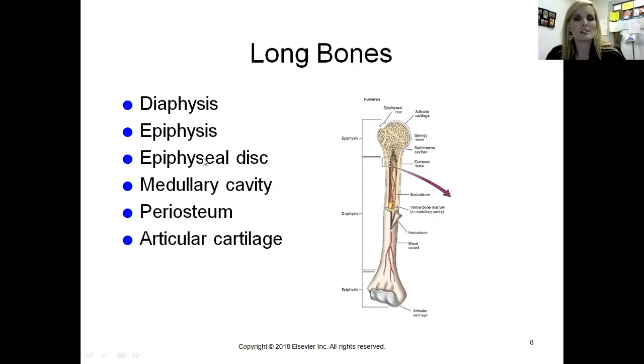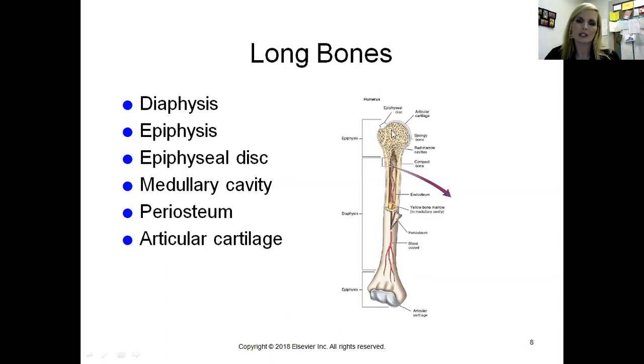The term epiphyseal disc: within that epiphysis, you can see this little line right here. We're going to talk about this more when we get into bone growth. But that little line, the epiphyseal disc, is oftentimes referred to as the growth plate. In this picture, we're probably looking at the long bone of an adult, because that epiphyseal disc is made up of bone.